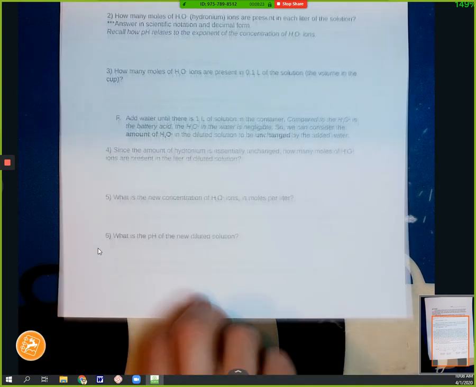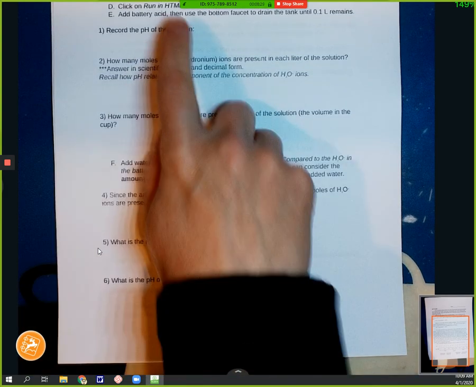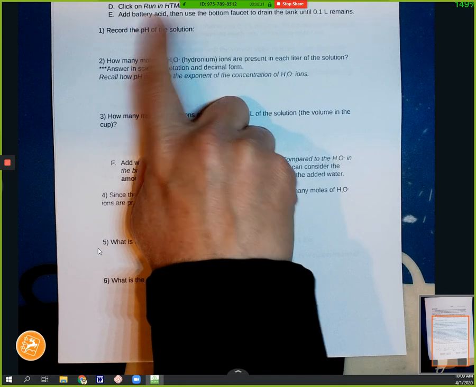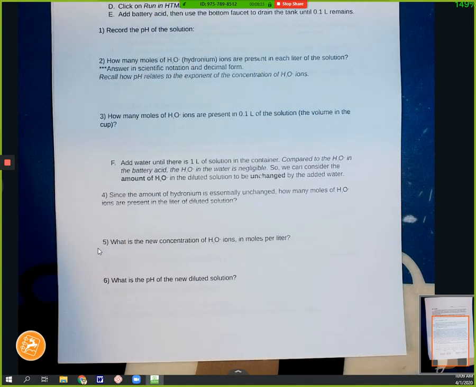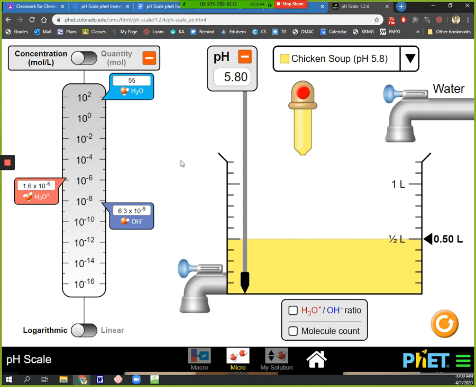So for our procedure, they want us to go into phet.colorado.edu and pull up the pH scale sim. We're going to choose the micro tab. So I'm going to jump over to this and I'm going to click micro. All right. And they give us all kinds of fun stuff to play with.